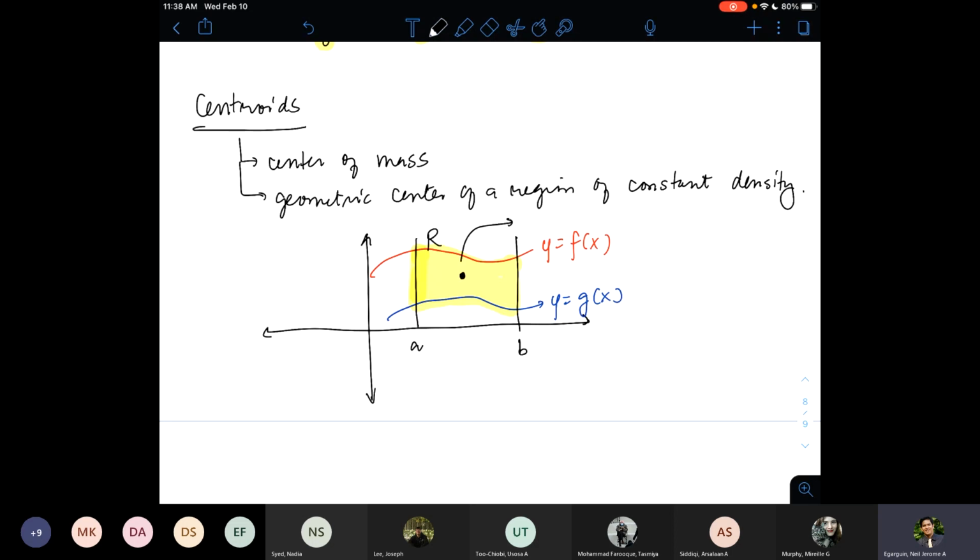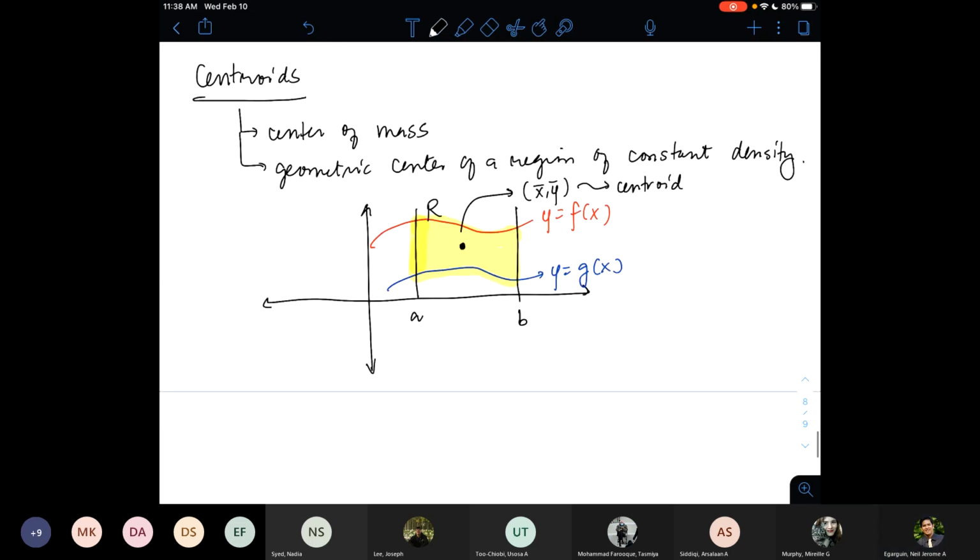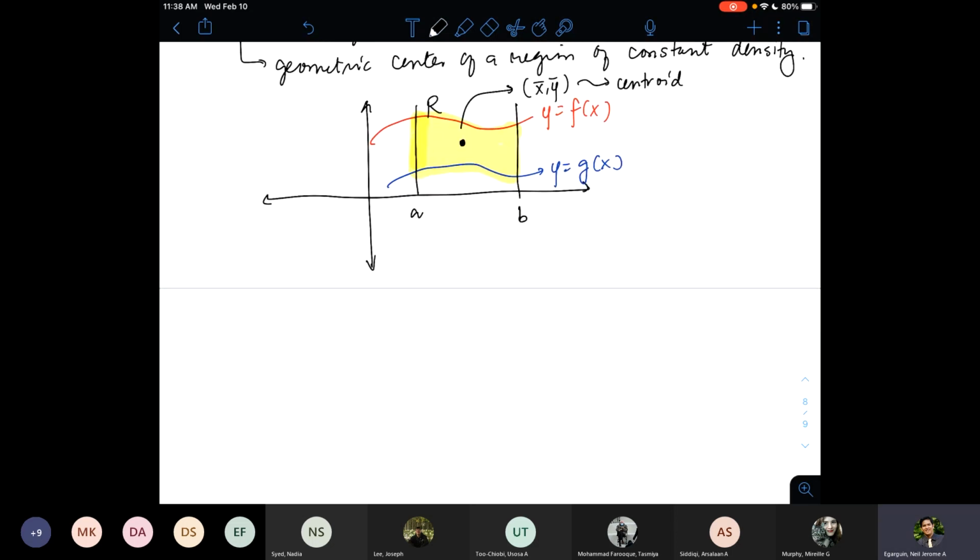If your object is symmetric or it has a nice regular property, then it would be easy to find the geometric center. But otherwise, we need integrals to compute for that centroid x bar, y bar. So let's call this the centroid. Do you use the same notation in the lecture, x bar, y bar for the centroid? Yes. So, okay, good. So what are the formulas for x bar and y bar? How do we compute it?